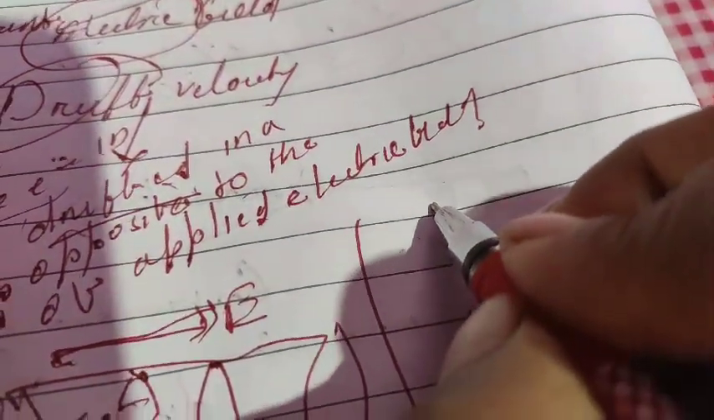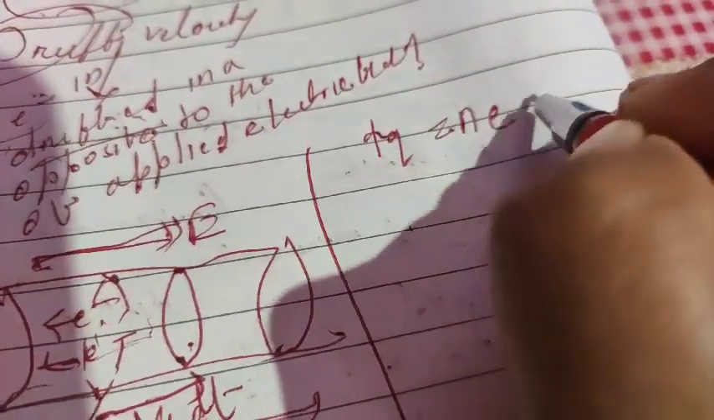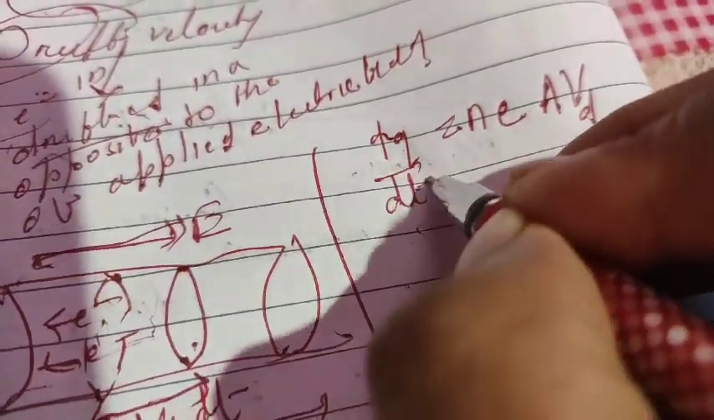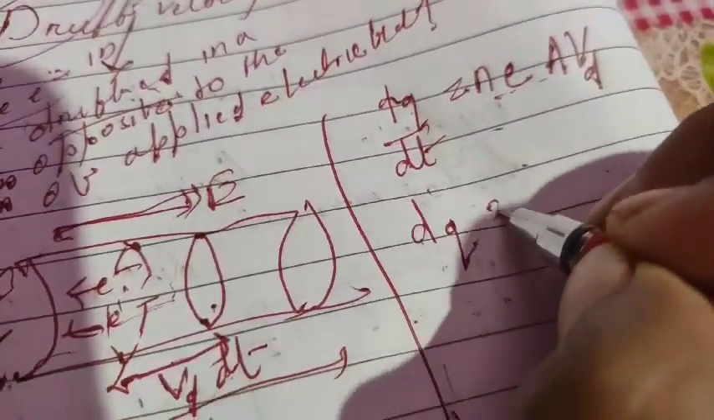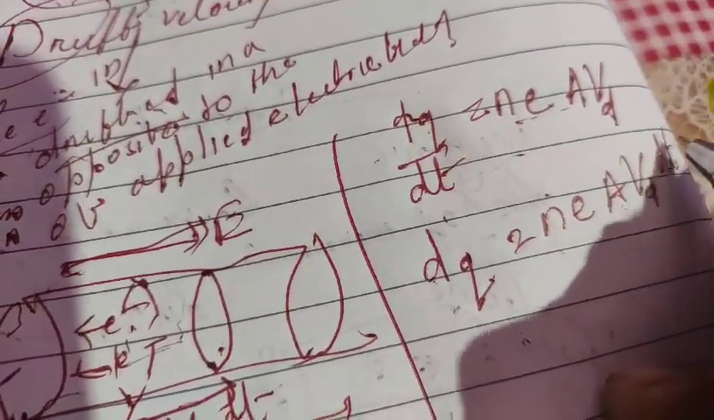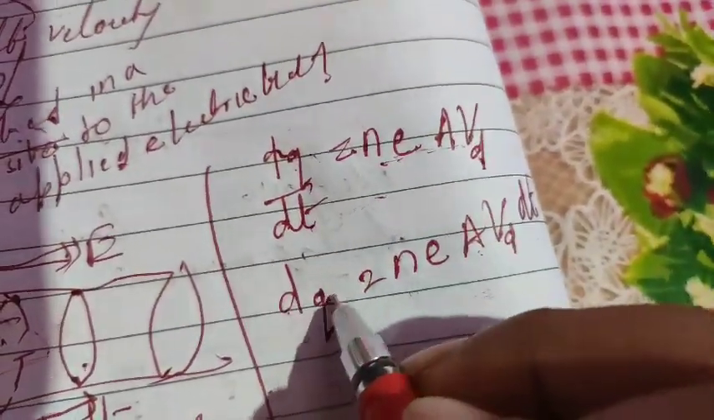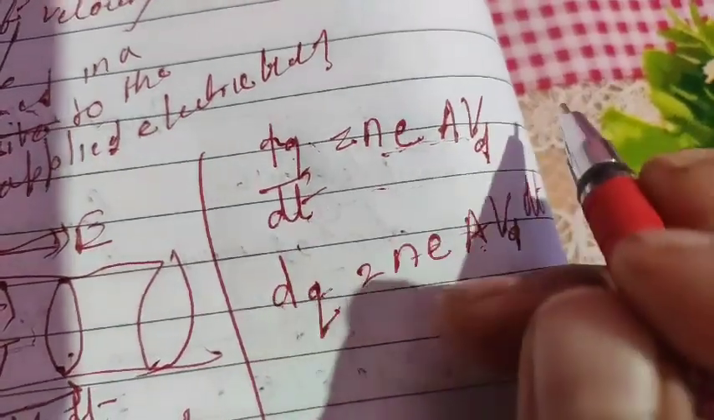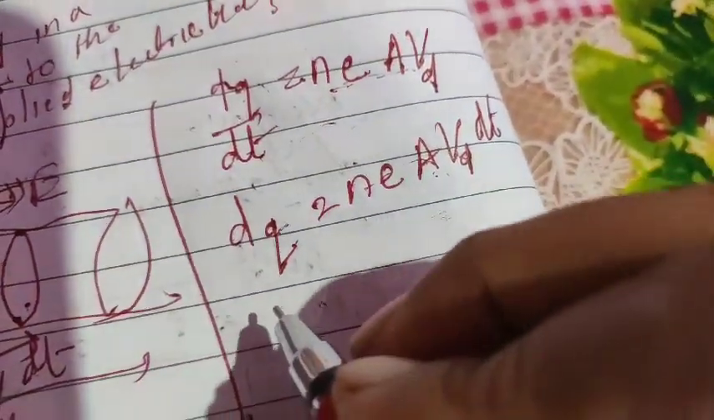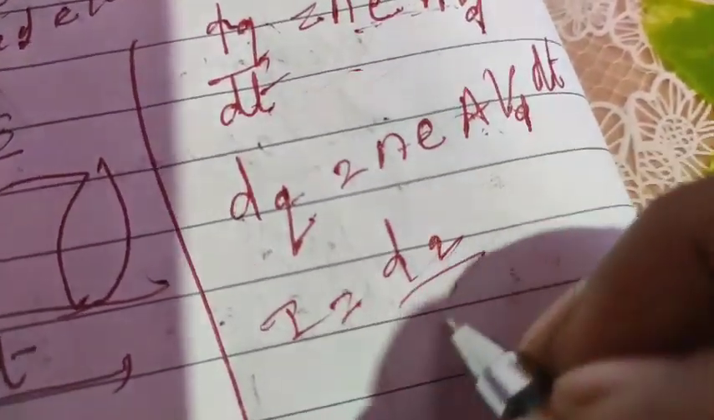Suppose you consider the total charge in the conductor. How much? dq by dt is n e A Vd. But if you want to find the total charge dq, how much? n e A Vd into dt. Clear to you? See properly, dq by dt like this, dq is n e A Vd, and this dt is coming this side. Now everyone knows the formula for I: I is dq by dt.